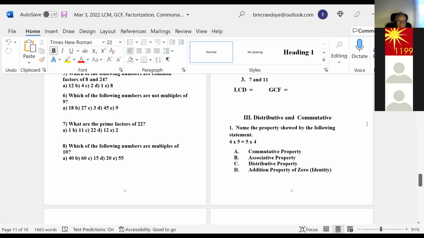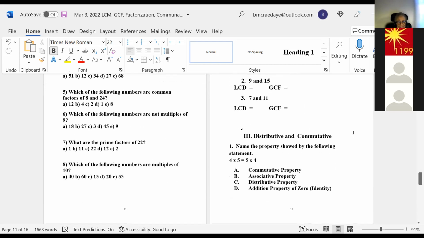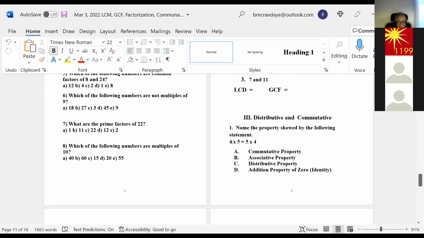The one you just talked about, this is homework too, right? Yes. It says, name the property shown by the following statement. 4 times 5 is 5 times 4. And I said it had to be A or C because I didn't go over associative. We're not going to go through that one. And the addition property of 0, we didn't really discuss that. So it's only between A and C, commutative or distributive.